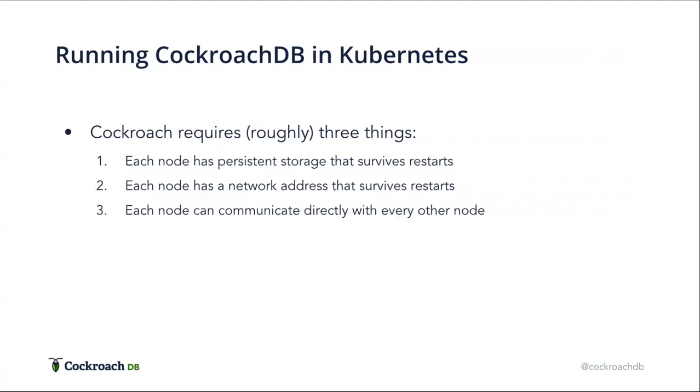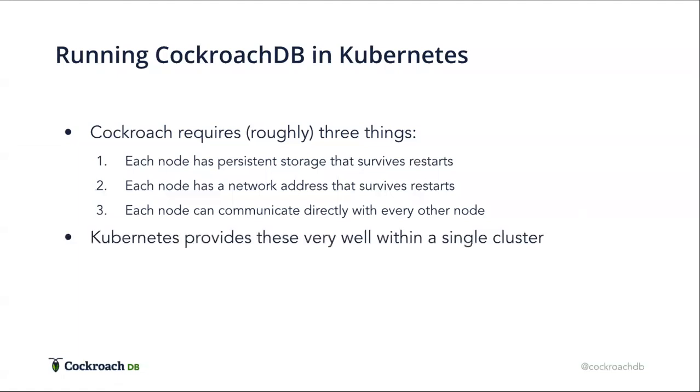So the second point here is something we can be flexible about. CockroachDB actually will work if your nodes are changing network addresses. But this is something that most stateful systems need, and so we'll leave it in here for the sake of completeness. So this is a fairly generalizable list. There are a lot of stateful systems that need these three things.